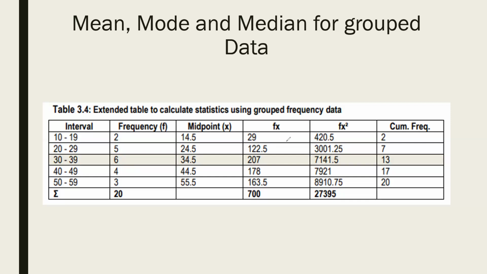So now we want to calculate fx squared. In this way, fx squared, we calculate it by saying x multiplied by fx. So you multiply this by this to get that, you multiply that by that to get this, and so forth, right? Then cumulative frequency.